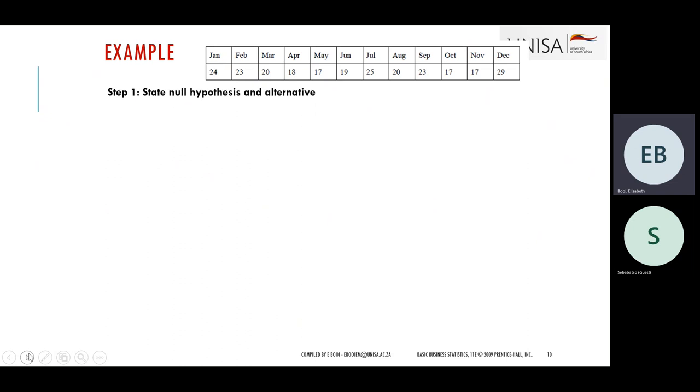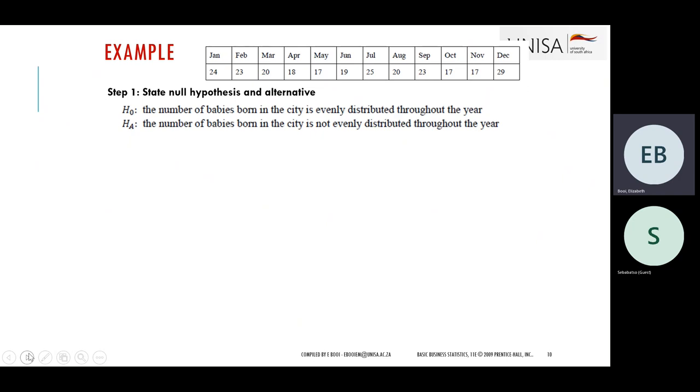The first step is to always state the null and alternative hypotheses when you do hypothesis testing. The null hypothesis states that the number of babies in the city is evenly distributed throughout the year. The alternative says the opposite: the number of babies is not evenly distributed throughout the year. With our null and alternative hypotheses, we will make a decision whether to reject the null hypothesis.